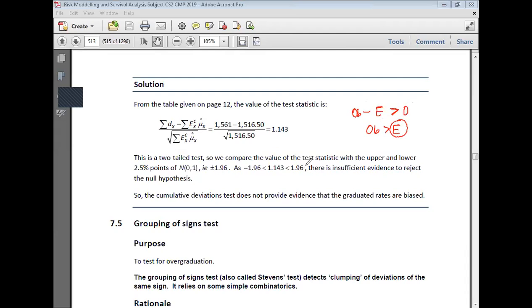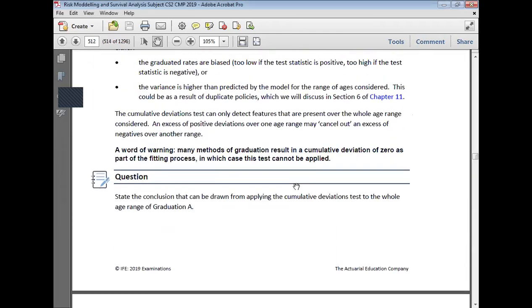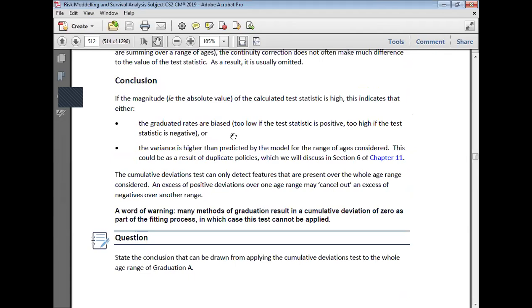Again, I'm not writing it greater than 1.96, but just 0, just something that I used to remember and to infer about the data. So here, if the test statistic is positive, then it would say that the graduated rates are too low. That is what we just saw. And if it is negative, then you will have the opposite sign and you will conclude that the graduated rates are higher in number compared to the crude estimates that we have. So again, they are just not consistent.